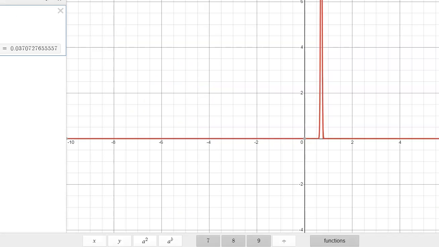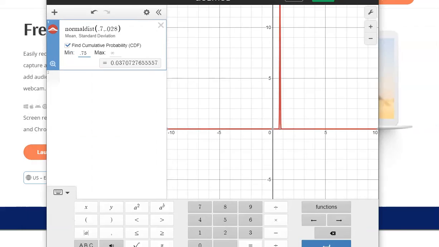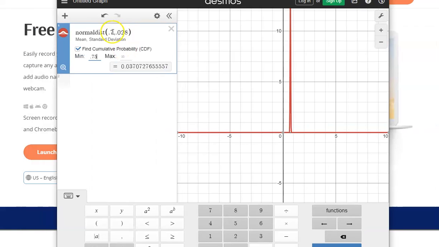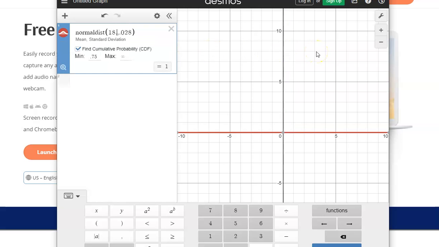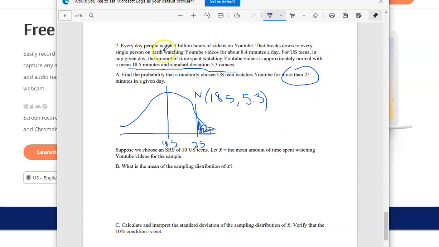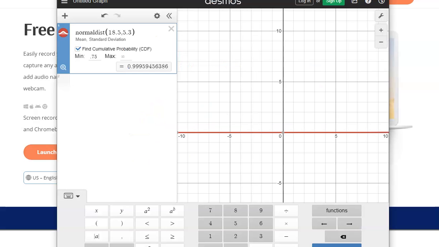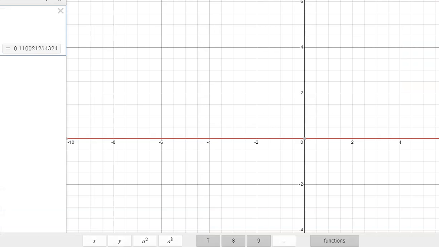So let me go here. I'm going to change it to 18.5. And 5.3, I think. Let me check. Yep. And then my min is going to be 25. There we go. My probability is 0.11, 11% likely.